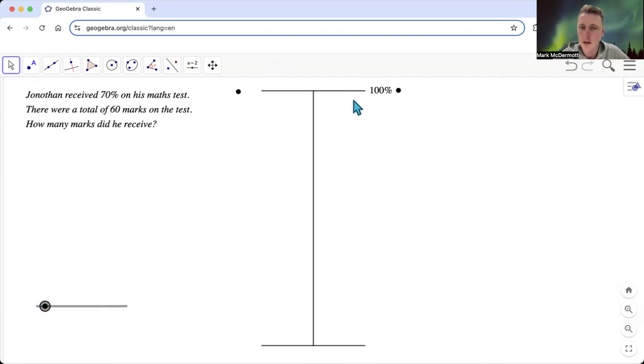At the top of our number line, we're going to have 100% because that's going to represent the total amount. So 100%, we know that the total amount is 60 marks. There's 60 marks on the test, so that must correspond to 100%. We know that Jonathan received 70% on his maths test, so his score is somewhere around here. We don't know what score it is yet, but that's what we're going to work out.